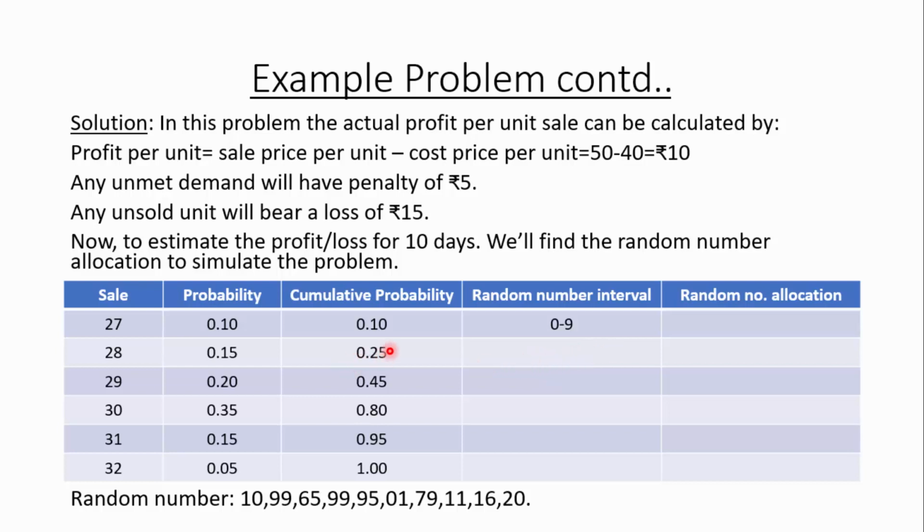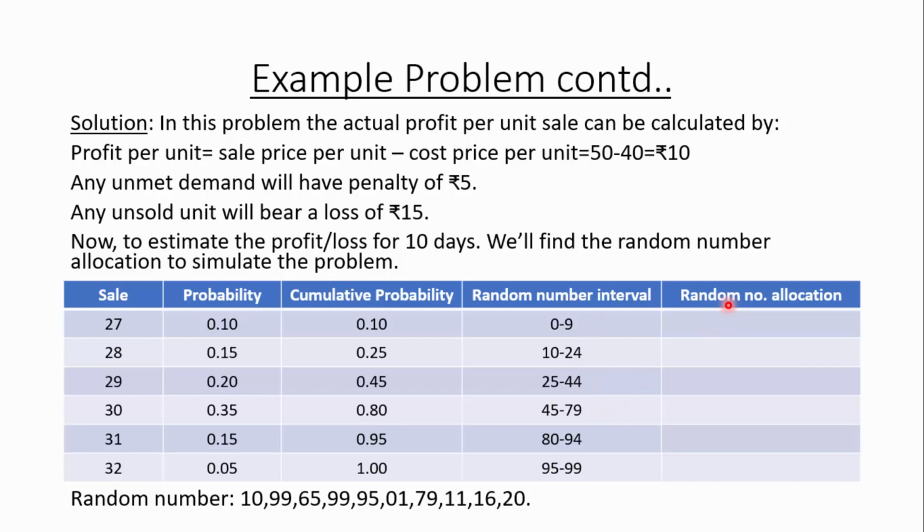So here we can see that the cumulative probability is 25. So again here we will leave out the 25th value, and our random number interval will be from 10 to 24, and the 25th is the starting interval in row 3, and the cumulative probability here is 45. So we will leave the 45th value, and the random number interval will be 25 to 44. Now similarly we will calculate the random number intervals for the remaining rows. So these are the values we have calculated for the random number interval.